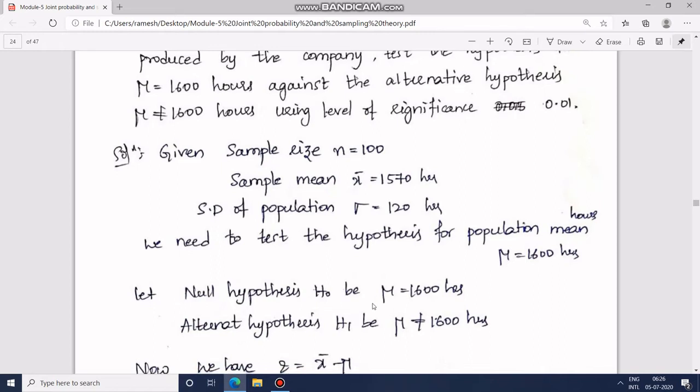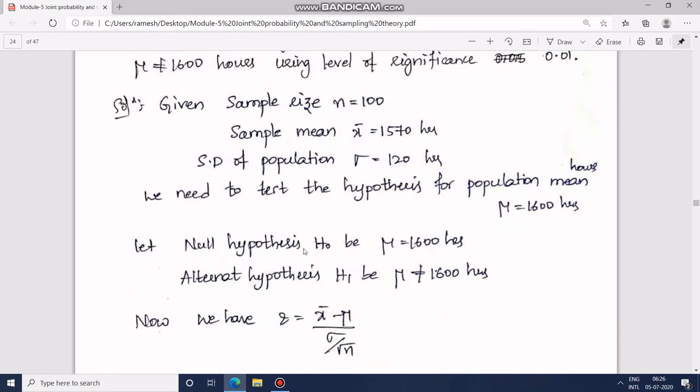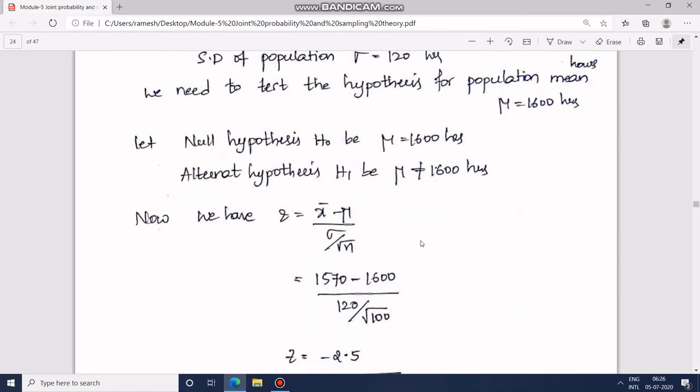The population mean mu is equal to 1600 hours. First, we need to assume the null hypothesis, normally denoted by H naught. Here, the population mean is always the null hypothesis, that is mu is equal to 1600 hours. Then we need to consider an alternate hypothesis that is normally denoted by H1. Here, H1 is always against H naught. That means here H naught is mu equals 1600, so H1 is mu is not equal to 1600 hours.